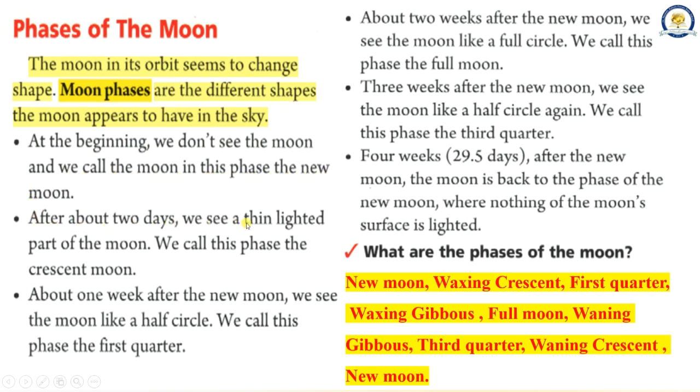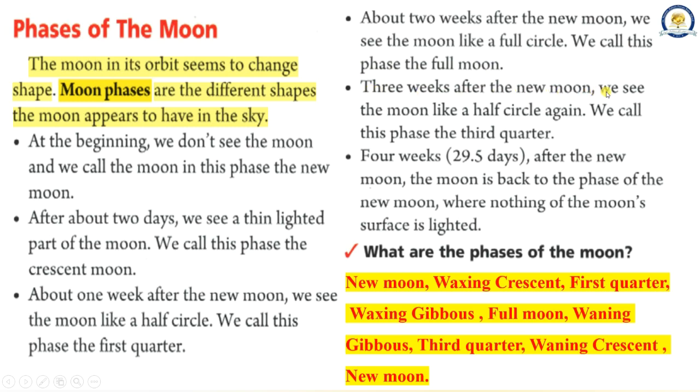After about 2 days, we see a thin lighted part of the moon. We call this phase the crescent moon. About 1 week after the new moon, we see the moon like a half circle. We call this phase the first quarter. About 2 weeks after the new moon, we see the moon like a full circle. We call this phase the full moon.